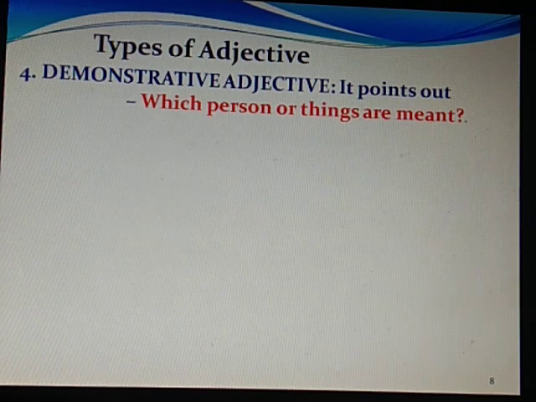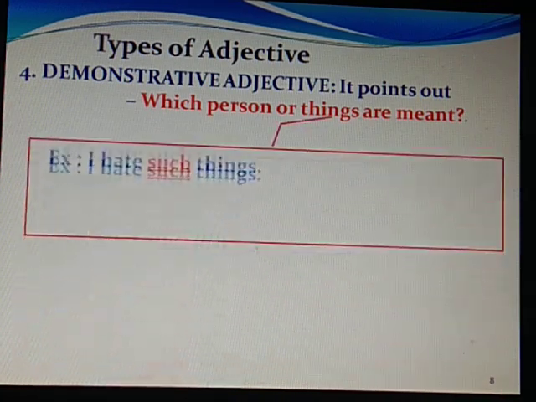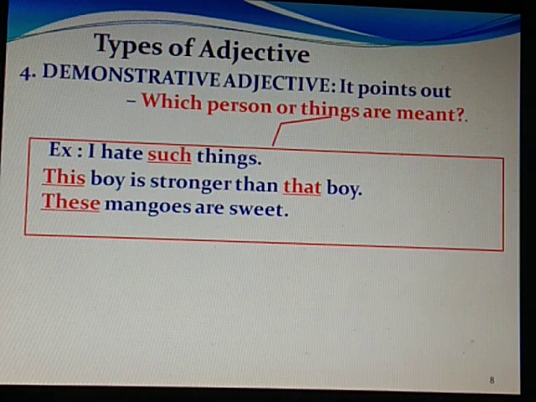Fourth is your demonstrative adjective. It points out to something, like which person or things are meant. When we point out to something, that is demonstrative. I hate such things. Now such, we are pointing out to certain things for which we are using such. This boy is stronger than that boy.